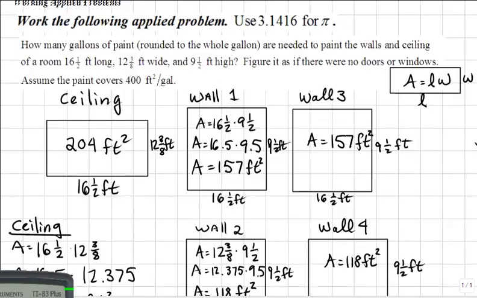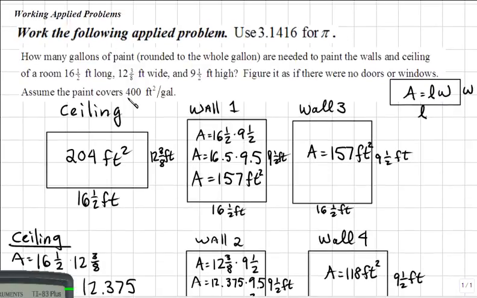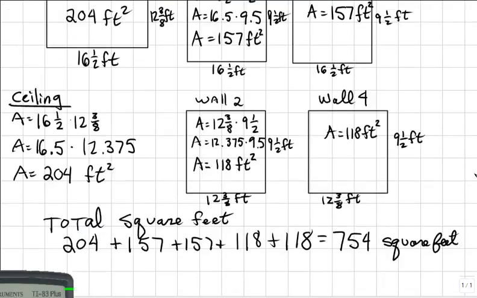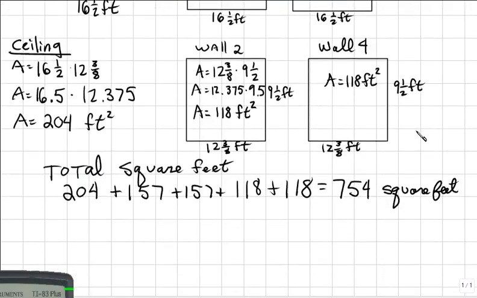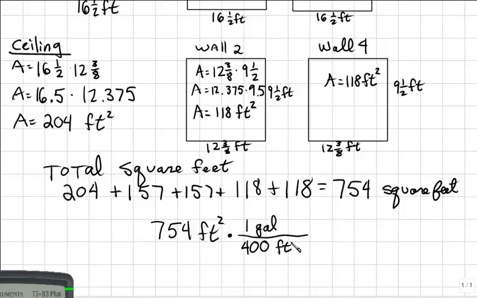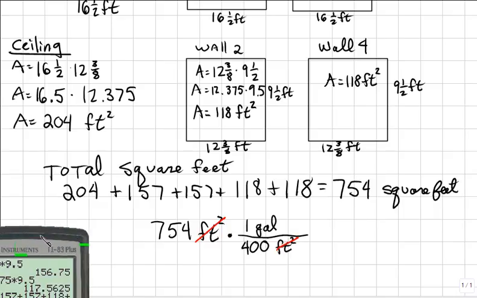Our original question was how many gallons would we need, where 1 gallon of paint covers 400 square feet. So to find out the number of gallons needed, we'll take 754 square feet and multiply it by a conversion, where we know that 1 gallon of paint covers 400 square feet. We multiply it with this conversion so that the square feet would cancel. And so we're really left with 754 divided by 400.